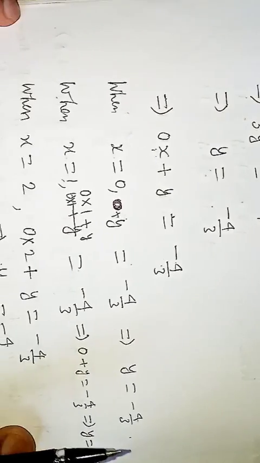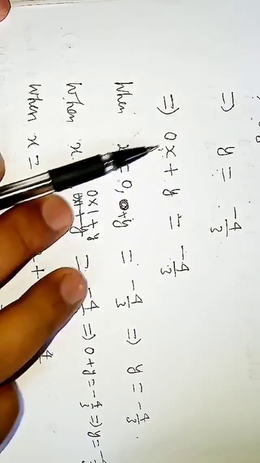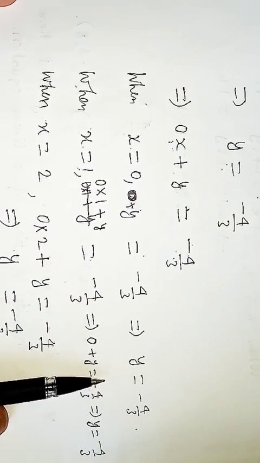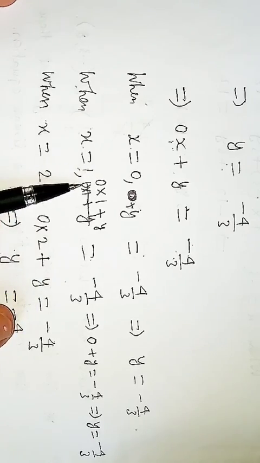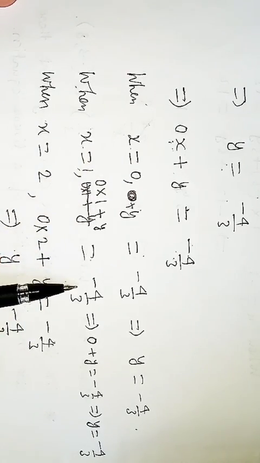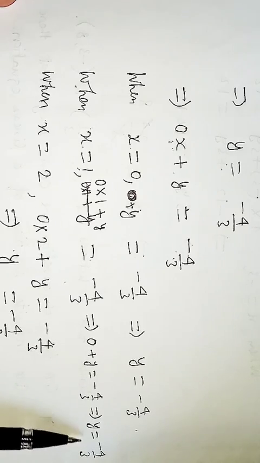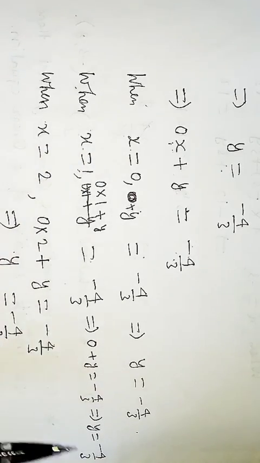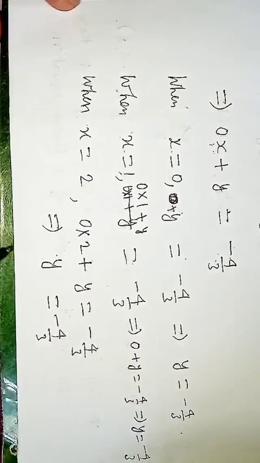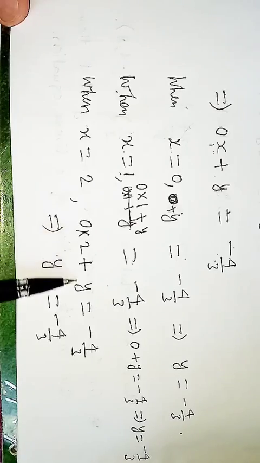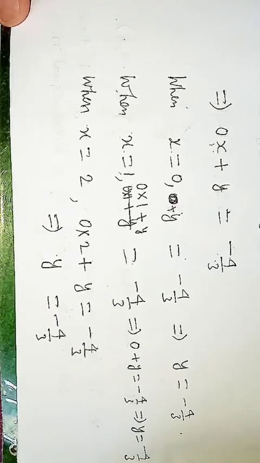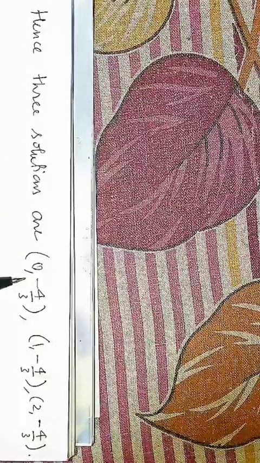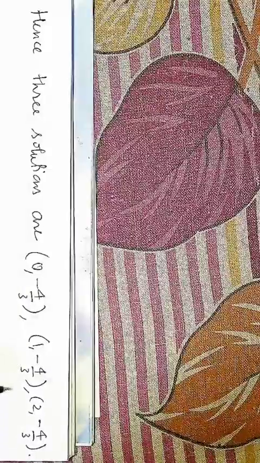So when x is equal to 0, we put 0 here. 0 into 0 is 0. 0 plus y is equal to minus 4 by 3. From here we get y is equal to minus 4 by 3. We may take x is 1. When we take x is 1, then 0 into 1 is 0, plus y is minus 4 by 3. So we get y is equal to minus 4 by 3. We may say that for any value of x, we always have y as minus 4 by 3. Here when x is equal to 2, 0 into 2 plus y is equal to minus 4 by 3. From here we have y is equal to minus 4 by 3. Hence three solutions are 0 comma minus 4 by 3, 1 comma minus 4 by 3, 2 comma minus 4 by 3.